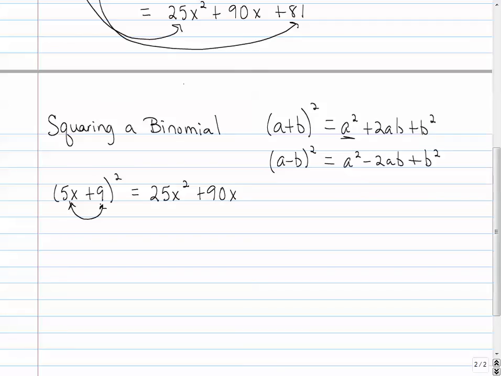And then to get the last term, you're just going to square the 9. So plus 81. So that's how you would do that when using the shortcut.